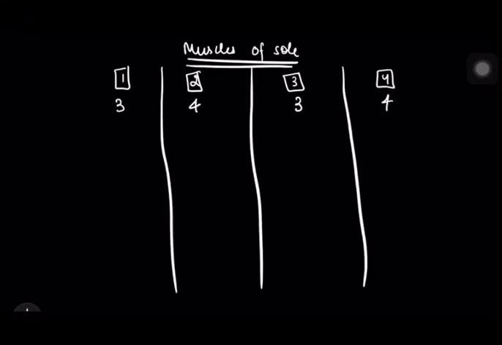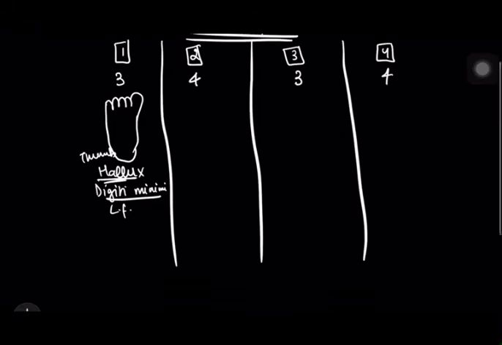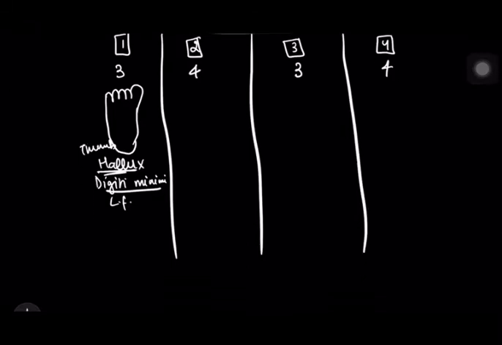For the first layer, let me draw the structure of a foot. So this is the thumb or the big toe, and this is the small toe. For the thumb, we use the word hallucis, and for the little finger, we use the term digiti minimi. This one is for the little finger, and this one is for the thumb. So now we'll start with naming the first layer muscles.